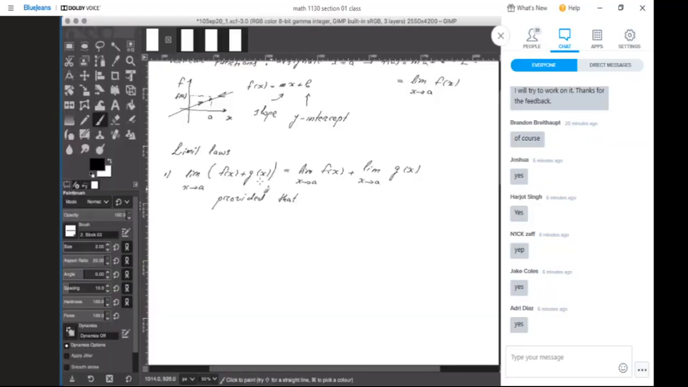So to be able to break up the sum into a sum of two separate limits, we need to make sure that each of these limits actually exists in its own right.